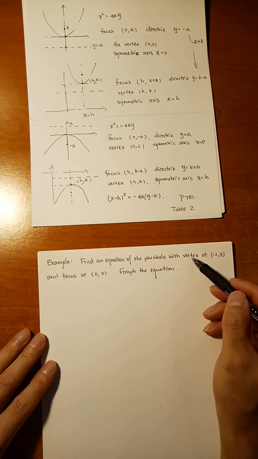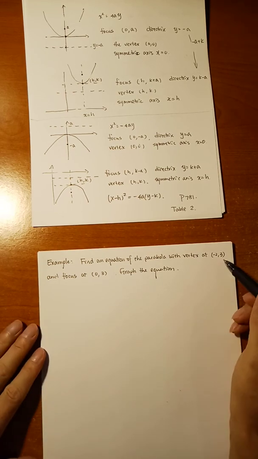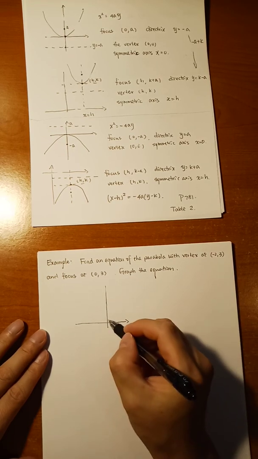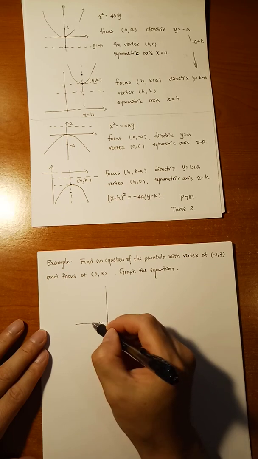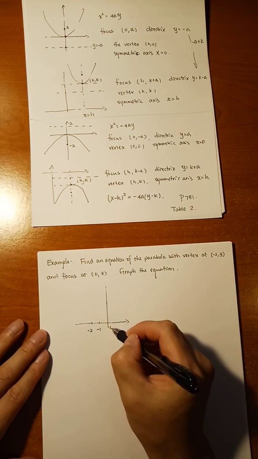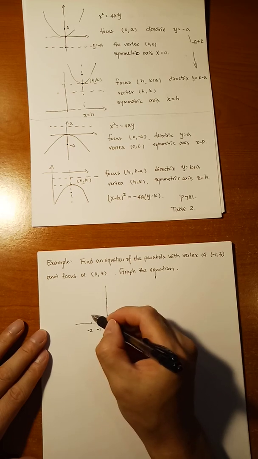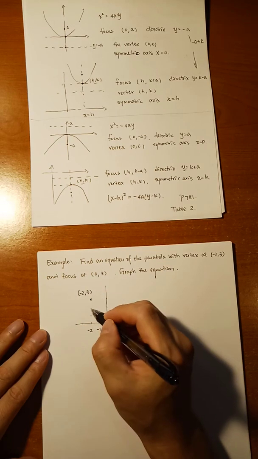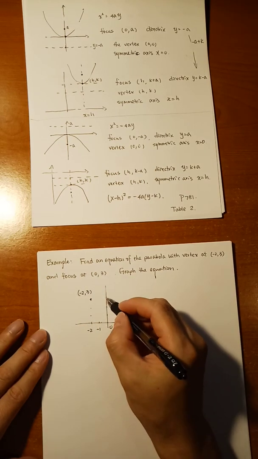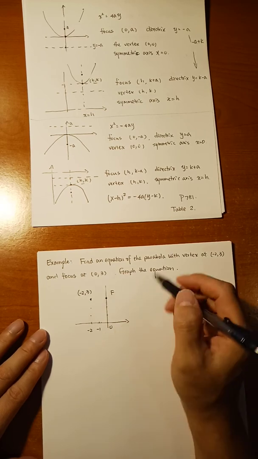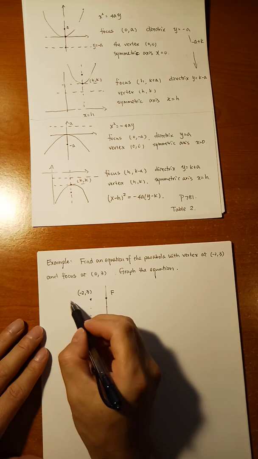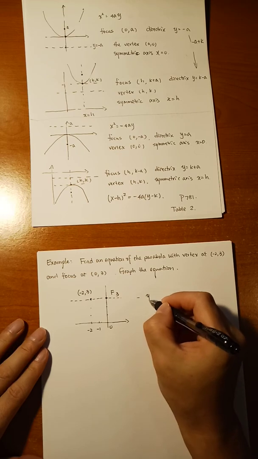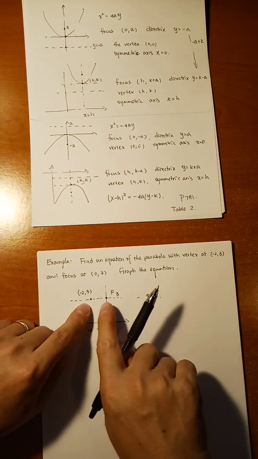Let's first label the vertex and the focus: -2, 3 and 0, 3. So the vertex is on the left part. This is -2, 3, the vertex. 0, 3 is the focus. They are both on the horizontal line y equals 3. The focus is on the right side.